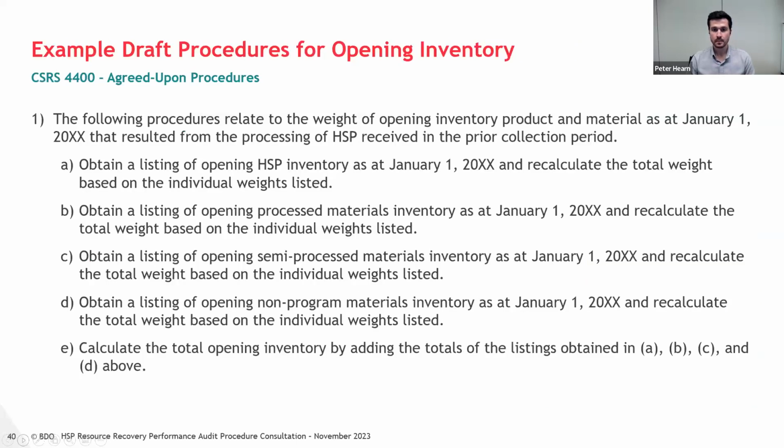So this is an example of the specific procedures. As you'll see, it's almost like building up the mass balance that we've discussed previously. So it would be requesting that opening listing, the opening inventory listing, the opening process materials inventory, semi-processed material, non-program materials, and then combining all of those to be the balance, the inbound plus inventory. So this would be done for the other sections as well. So it'd be looking at what the recovered, the non-recovered, and the closing inventory. They all have specific steps just like this.